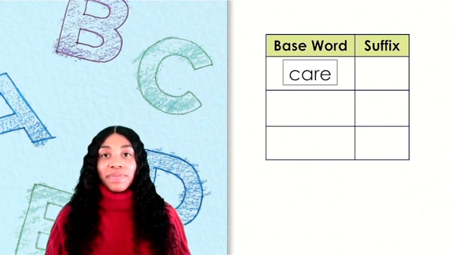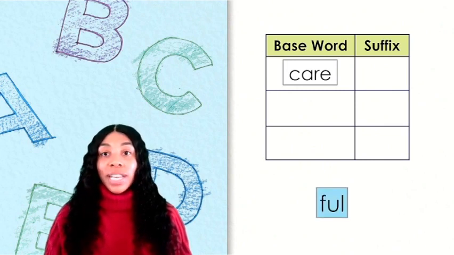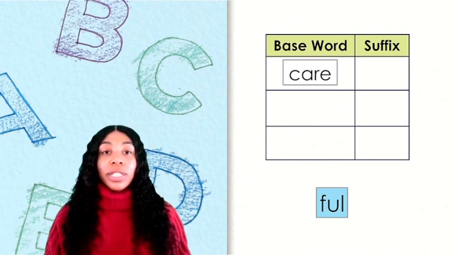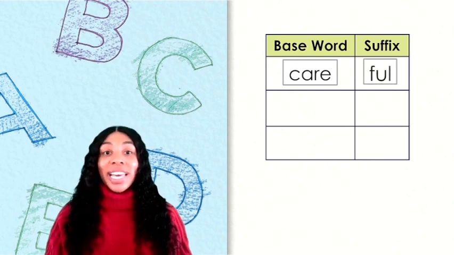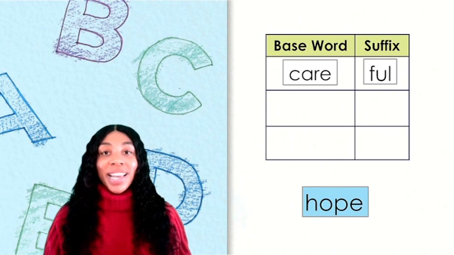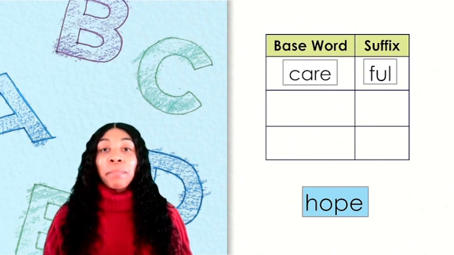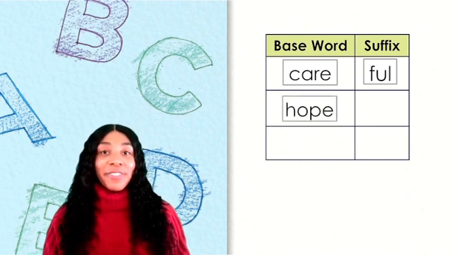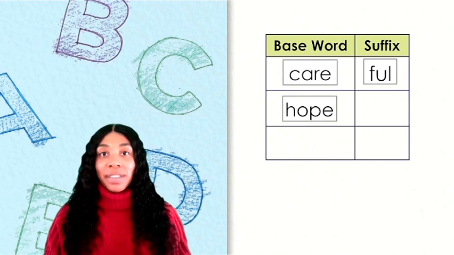Let's try another word. Full. Is full a base word or suffix? Full is a suffix. We can add it to a base word to mean full of that base word. Here's our next word. Hope. Is hope a base word or suffix? Hope is a base word. We can add affixes to the end to change its meaning.